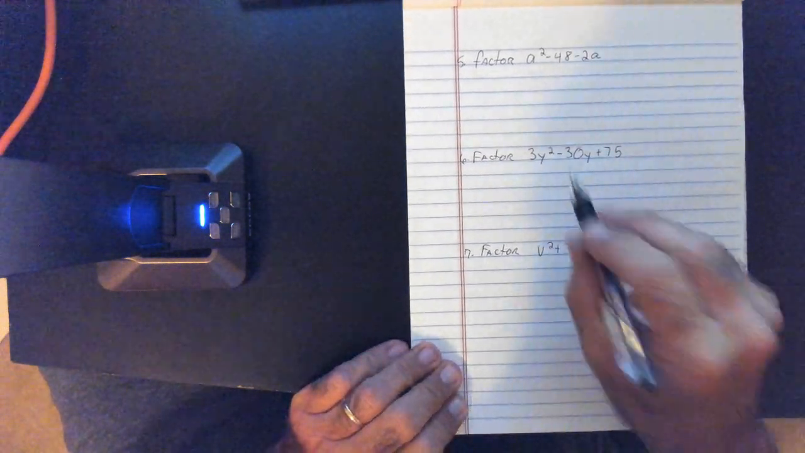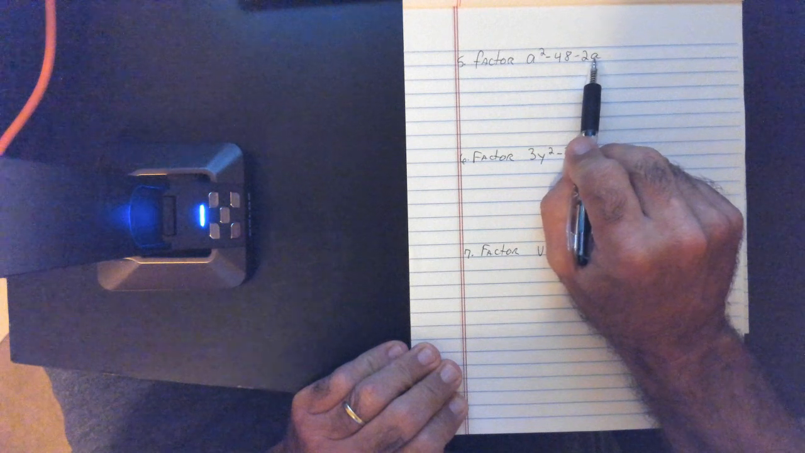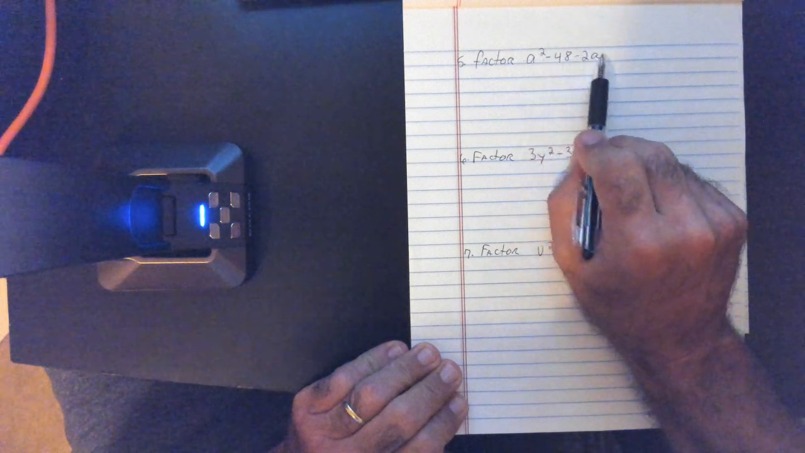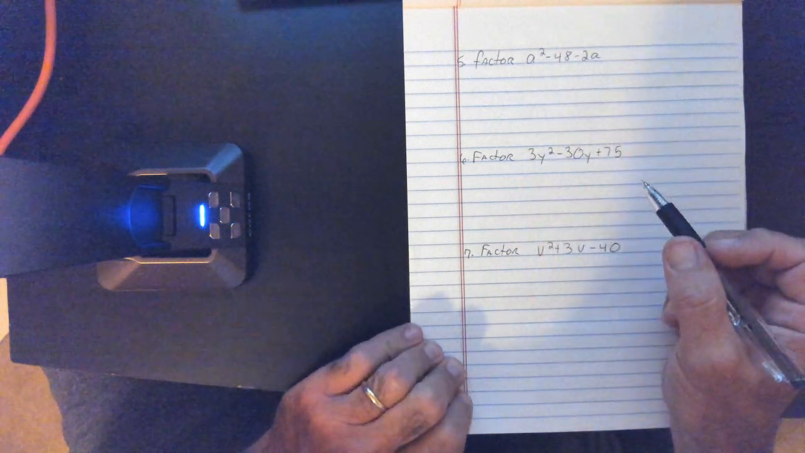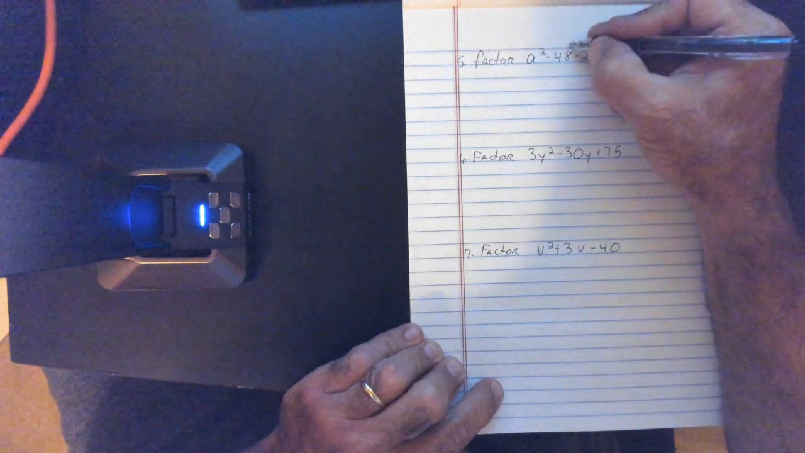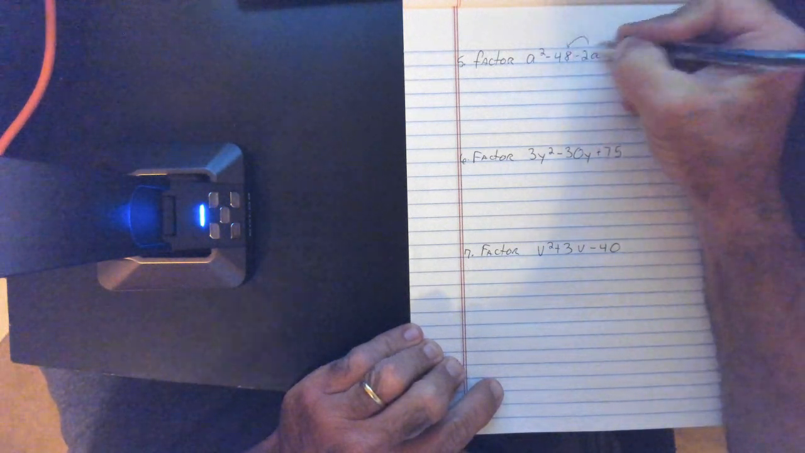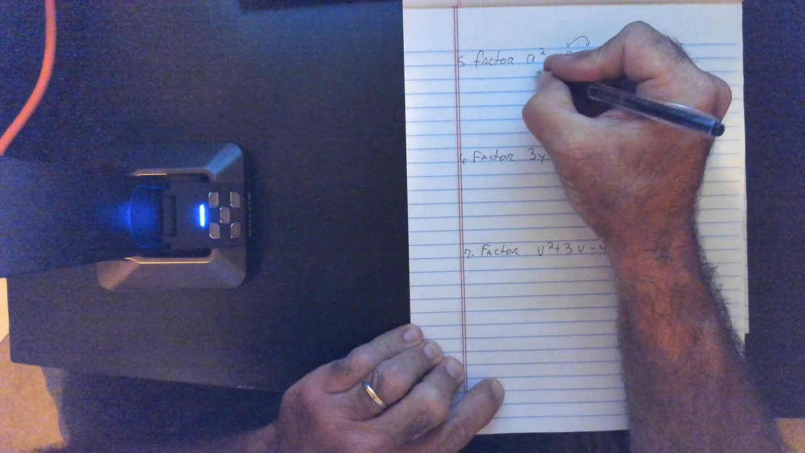Alright, so here we go. Factor. Once again, it's a trinomial. I have no greatest common factor, so I'm going to try to factor it. But if you notice, these are out of order here. So before I try to factor it, I'm going to put it in order.